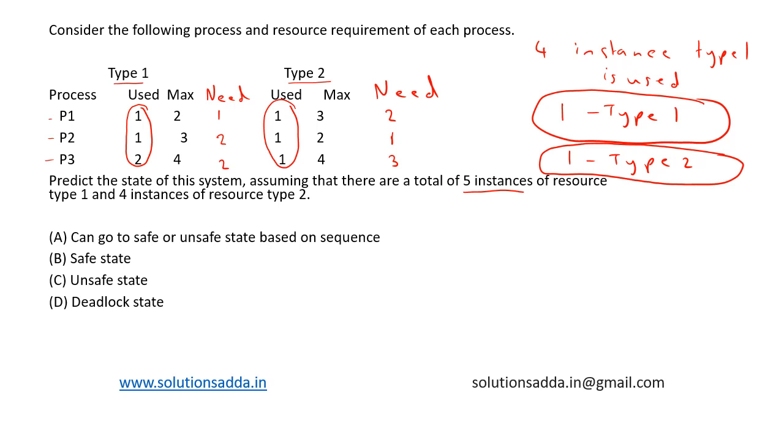Now see the requirements. P1 needs 1 and 2 instances. Using this we cannot proceed. P2 needs 2 and 1 instances. Using our available resource we cannot proceed. P3 needs 2 and 3 instances. Using the available resource we cannot proceed. So none of the process requests can be fulfilled due to this. As a result, it is in unsafe state. So option C, unsafe state is the right answer.